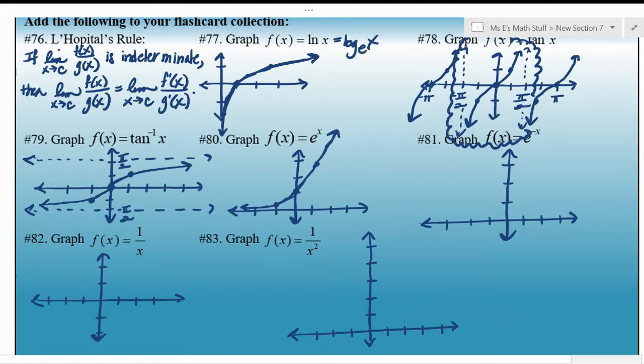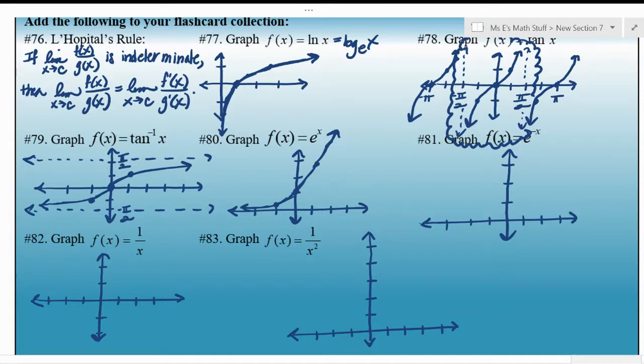So for this one, you might be asked, what's the limit as x approaches maybe negative infinity of e to the x? And hopefully it makes sense that the answer would be 0. If you were asked what's the limit as x approaches positive infinity of e to the x, the answer would be infinity, and a very fast growth infinity at that.